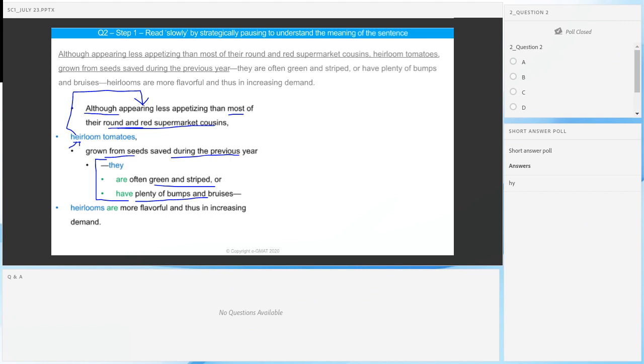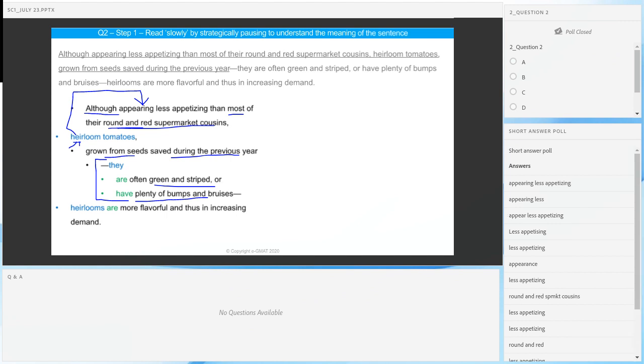I'm trying to play that join-the-dots kind of game. We've all done that before. Less appetizing. Appear less appetizing. Absolutely correct. Those of you who are saying it is appear less appetizing, full points to you, because this part of the sentence is actually talking about the appearance of heirloom tomatoes. See, the author has taken all the effort to describe to us that yes, they look less appetizing.